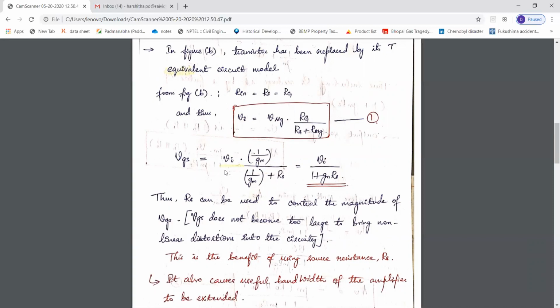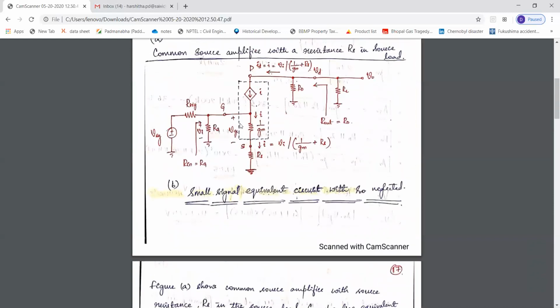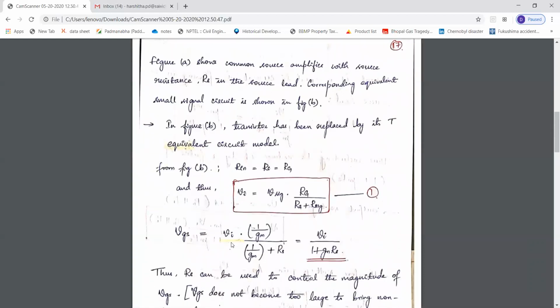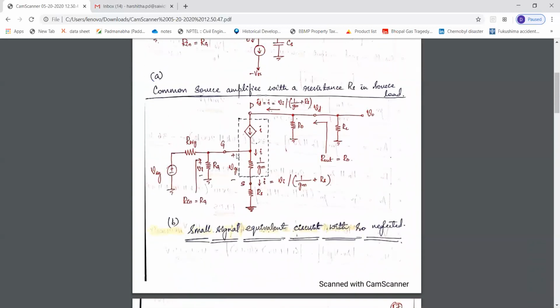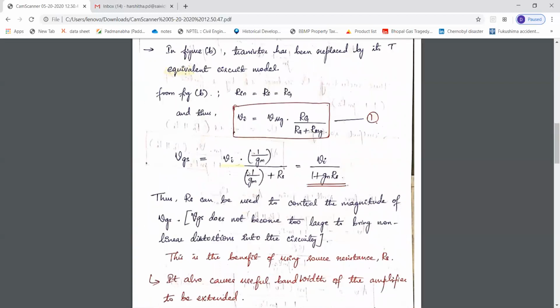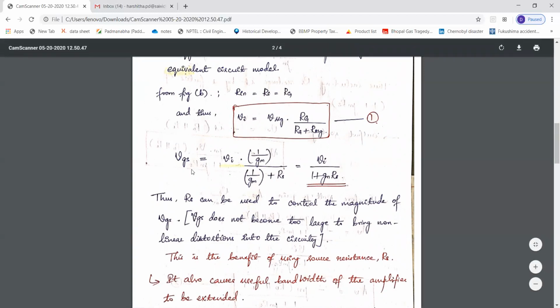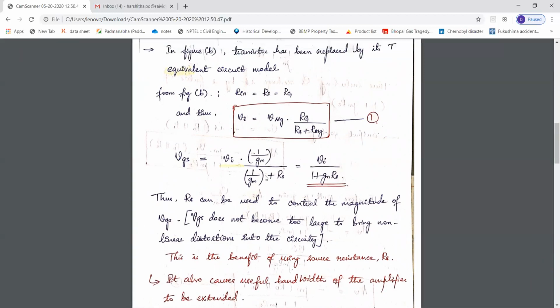And VGS is here. This is equal to Vi into 1 by gm divided by 1 by gm plus RS. See here, this VGS is equal to Vi into the resistance across it, 1 by gm, divided by 1 by gm plus RS. Upon simplification, we get Vi divided by 1 plus gm into RS. So VGS, the input voltage, is equal to Vi divided by 1 plus gm RS.